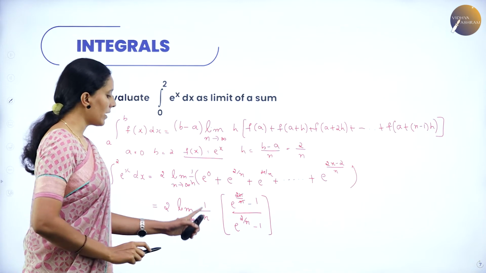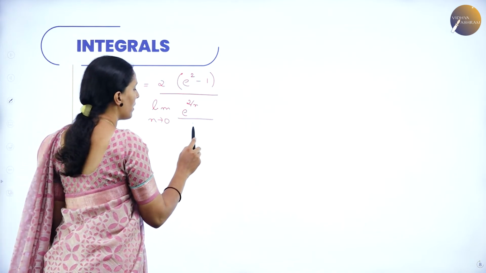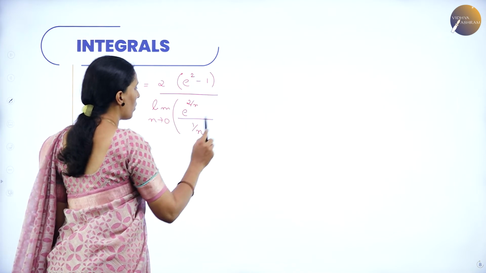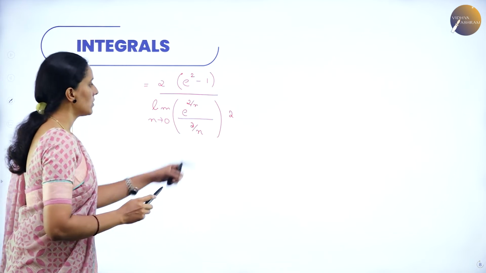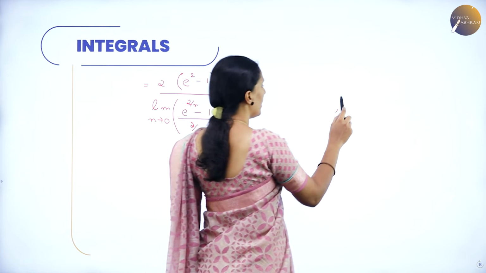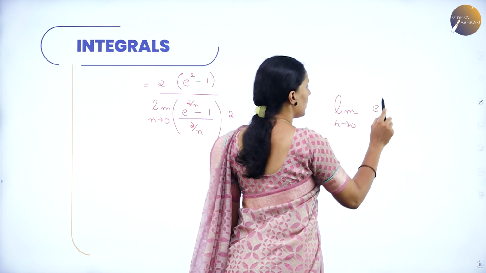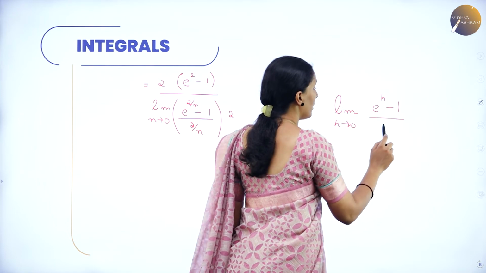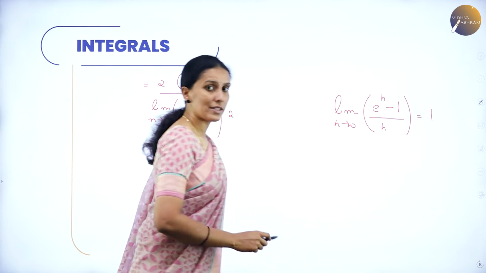I will take 1 by n to the denominator. So I will write 1 by n here. Next, I will multiply by 2 and divide by 2 here, so that this is minus 1 now. We know that limit as h tends to 0, e power h minus 1 divided by h is equal to 1, which is a standard limit.